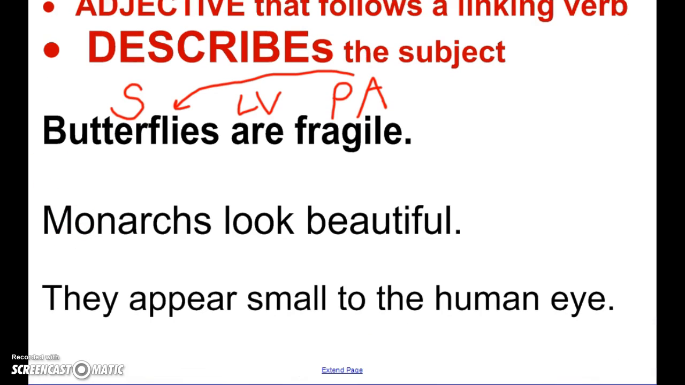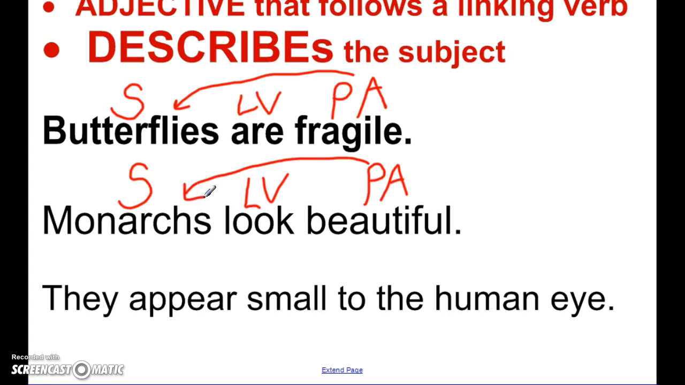The next one, monarchs look beautiful. No prepositional phrase there. Monarchs is the subject. Look is the verb, and I want to decide, is it an action or a linking verb? Is the monarch taking its eyes and actually looking around? Or is it going to be describing how it looks? Which is the case? It looks how? It looks beautiful. I've got an adjective following a linking verb that goes back and describes how the monarchs look.